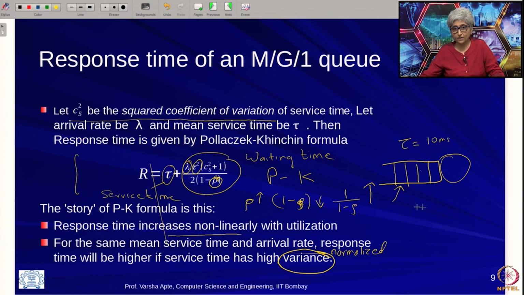Okay. But if the service time has high variance, then maybe by some randomness, let us say this customer may have 20 milliseconds service time, this may have 15, this may have another 10 and maybe this has 1. Okay. So, it is entirely possible, if it is highly variable, that there are some high service time customers in front of this customer who has a service time of 1 millisecond, but this customer gets stuck behind all these, and this customer's response time is actually going to be greater than 45 milliseconds.